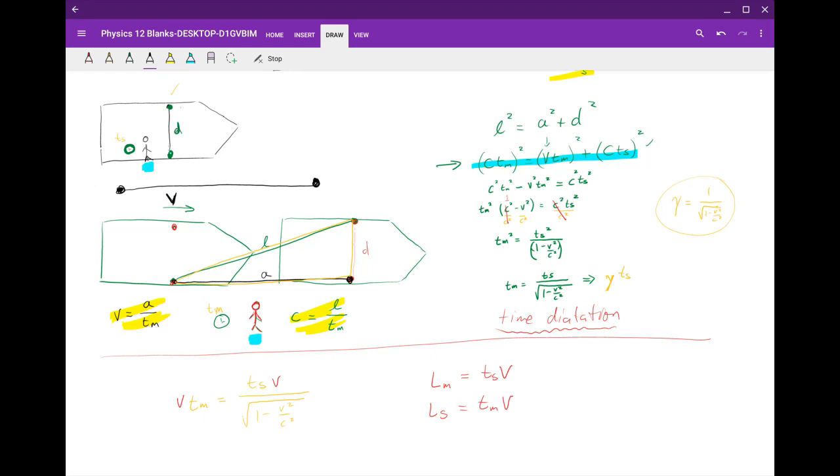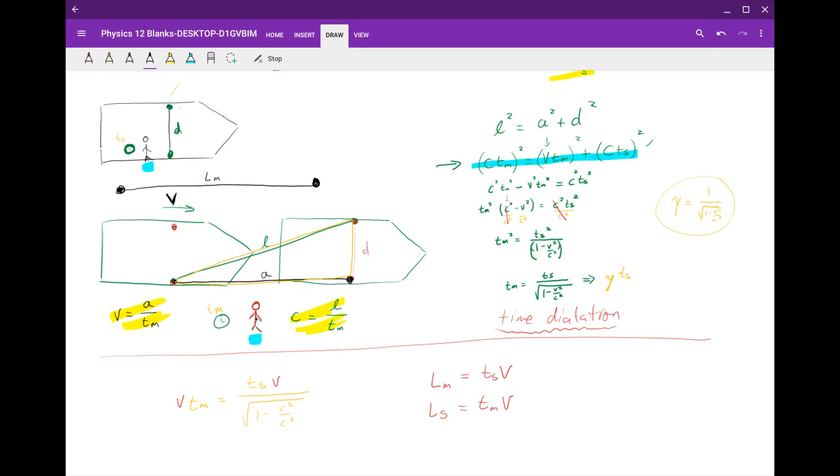If you remember, think about looking at a tree or something on the side of the road in a car. From your perspective, let me just finish the statement. From your perspective, it appears that that tree is moving backwards. So we're going to call this distance length moving from this guy's perspective, okay?